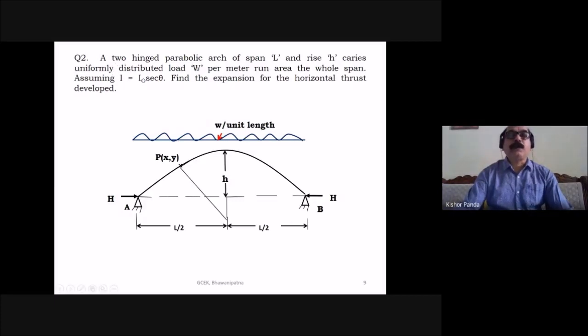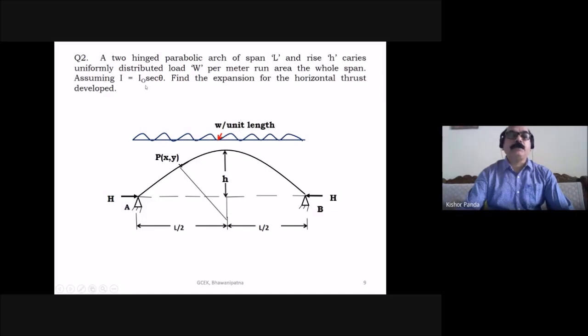A two-hinged parabolic arch of span L and rise H carries a uniformly distributed load W per meter run. It carries a UDL, uniformly distributed load W per unit length, for the whole span. Throughout the span, there is a uniformly distributed load W per unit length.